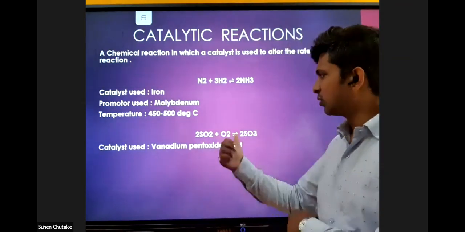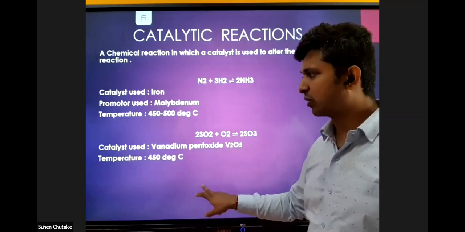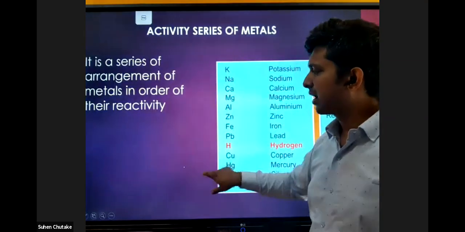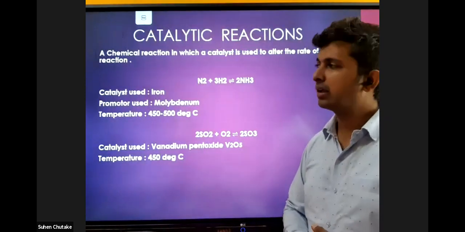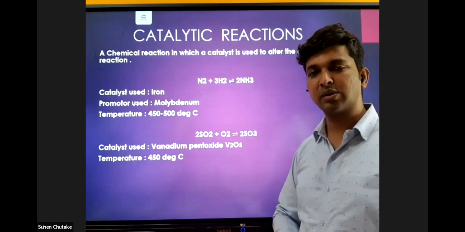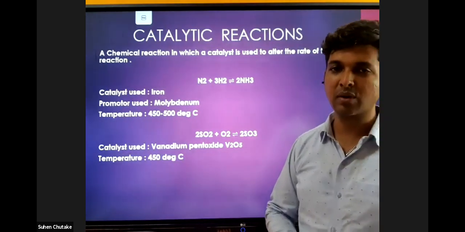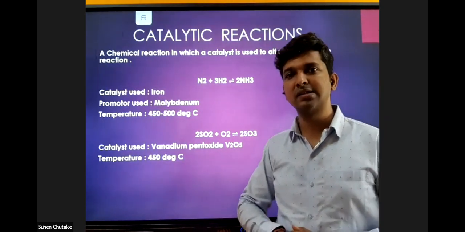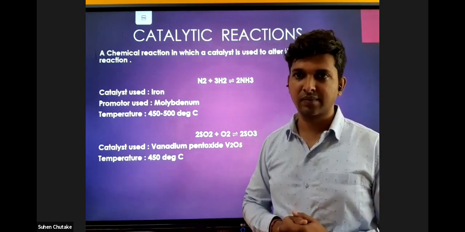So you can see over here, 2SO2 plus O2 gives 2SO3. Vanadium pentoxide is the catalyst which is used to convert SO2 into SO3, right? This is the catalyst, and you have also understood the difference between poison and promoter. Promoter is the one which activates the catalyst. Poison is the one which deactivates the catalyst. Are you getting this?